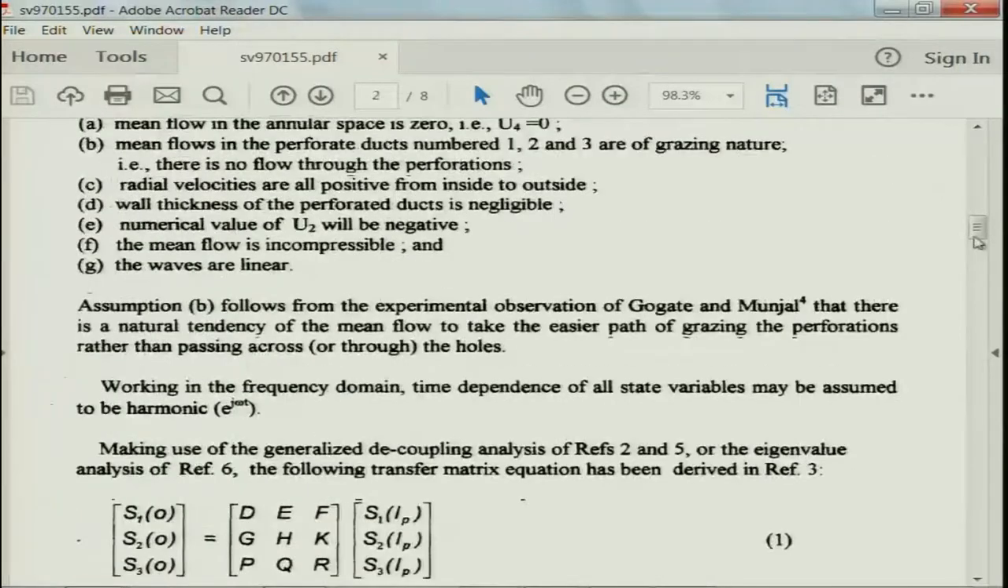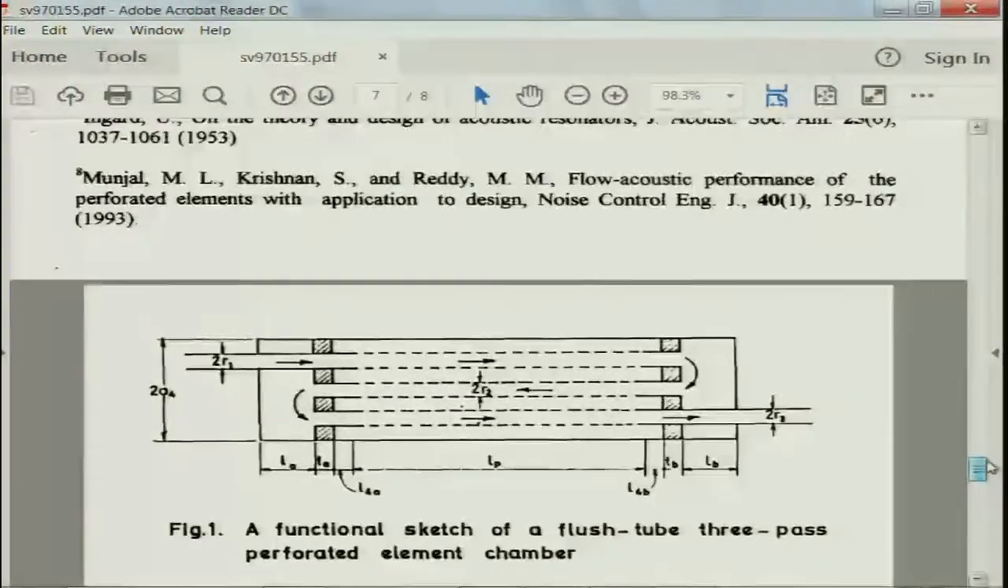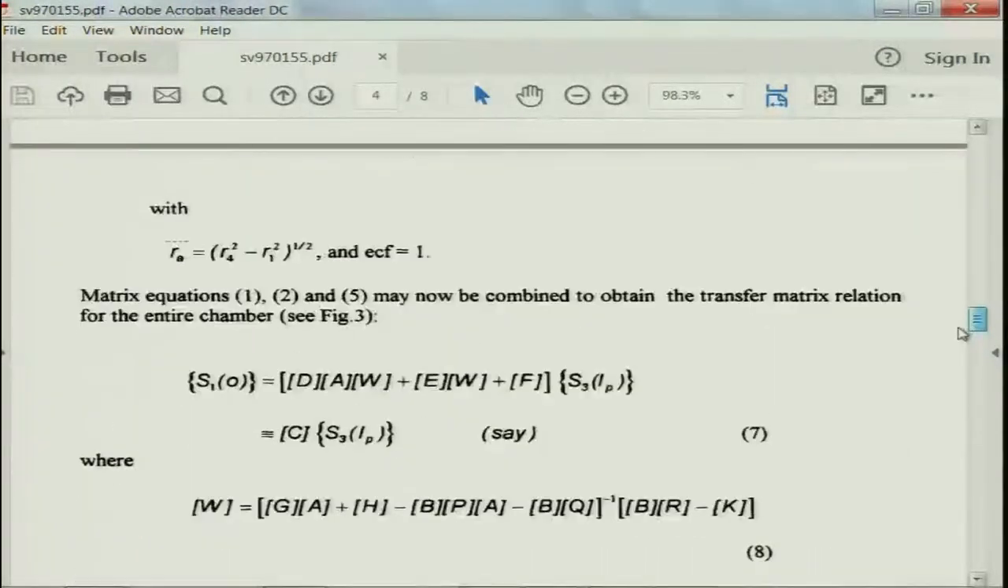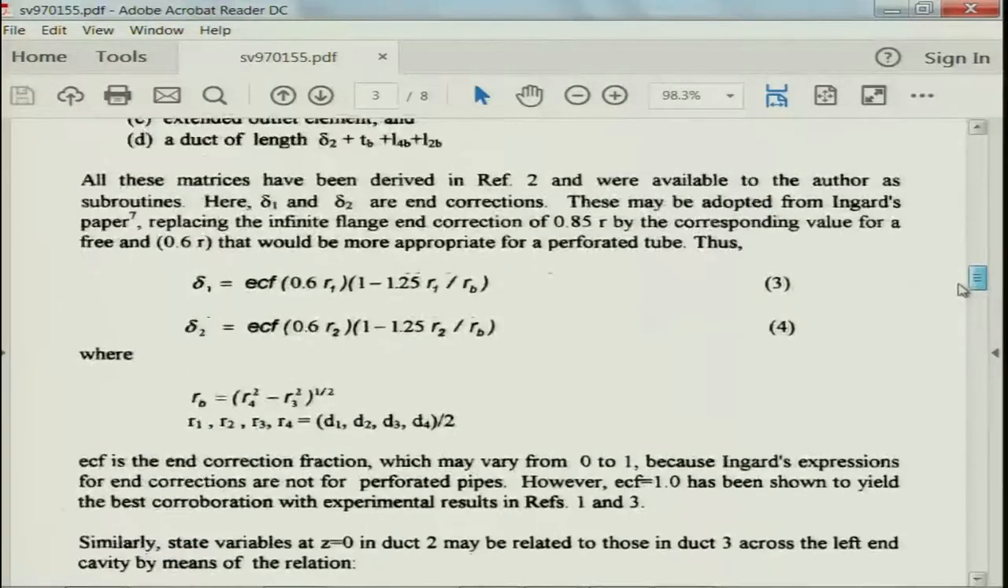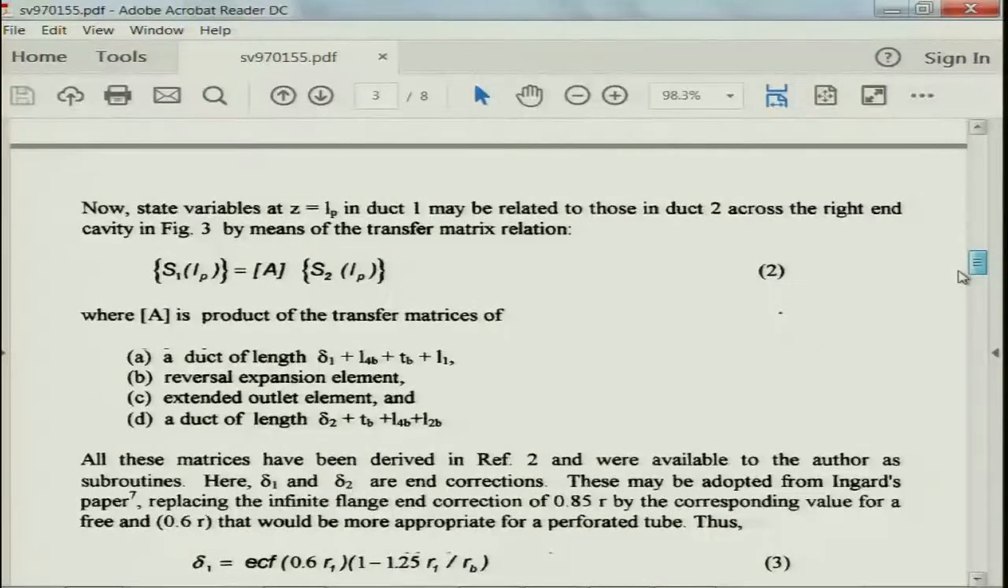So if you have a look at this thing, you need to have a transfer matrix between this point and this point and this point and this point. I am just trying to walk you through the derivation here. I may not go through each of them in great detail, but just skim through the derivation.